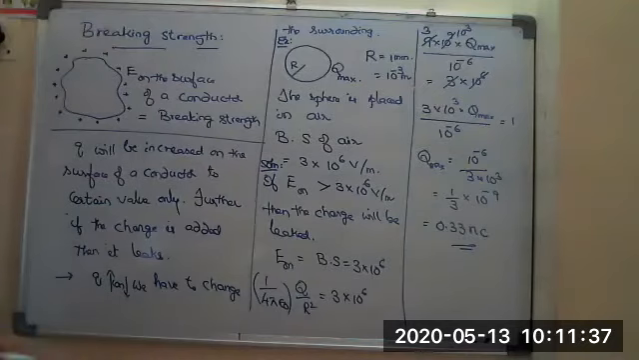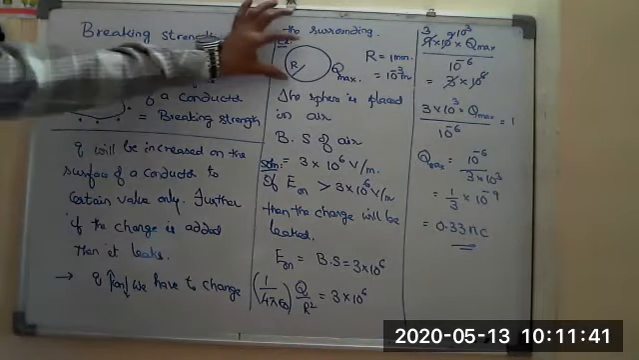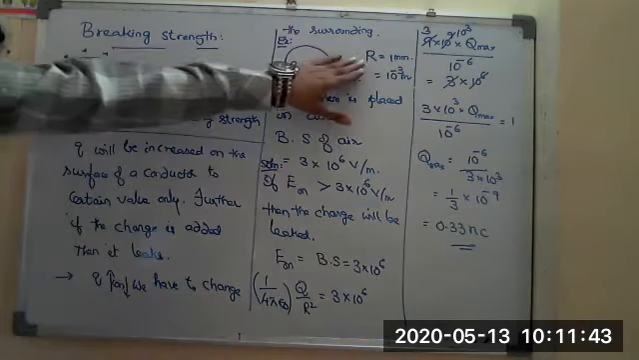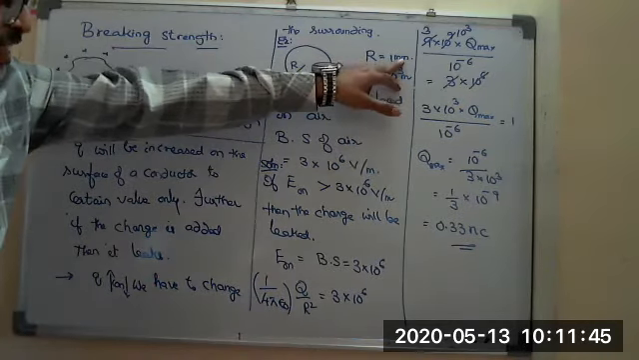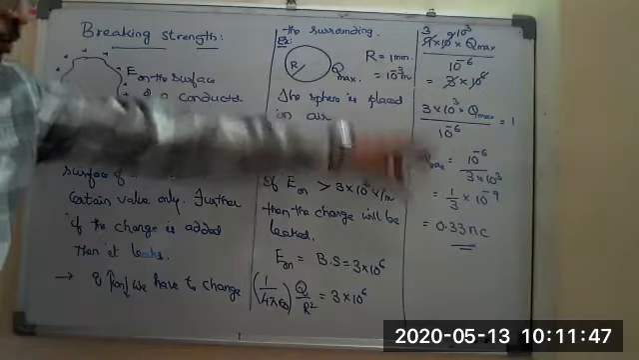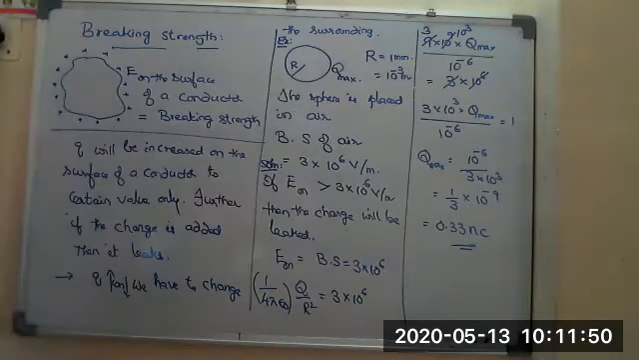This is the Q max that you can give to a small sphere of just radius 1 millimeter, very small. For that you can add a charge of 0.33 nanocoulomb at max without leaking the charge from the surface.